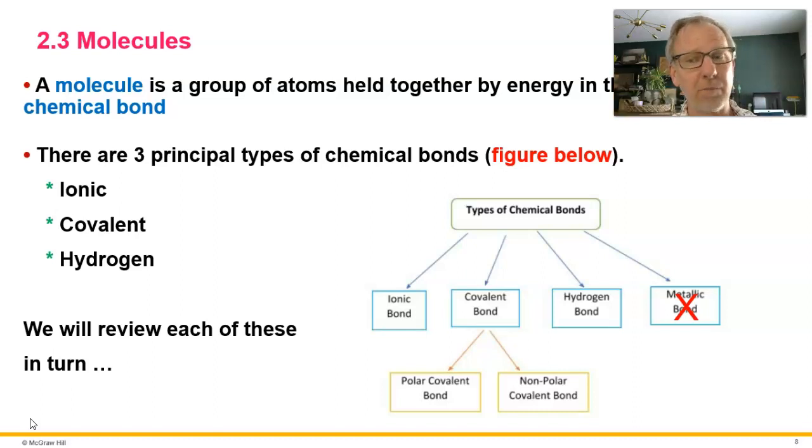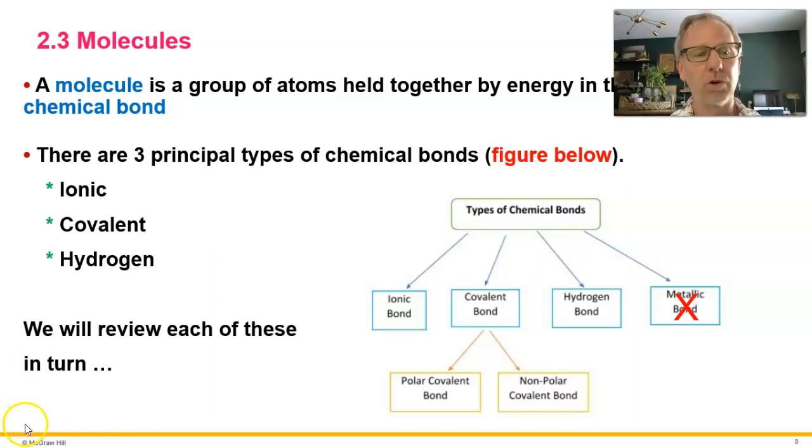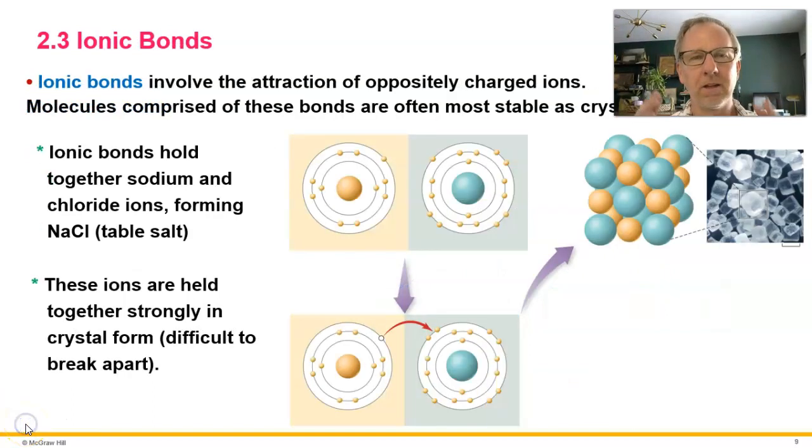Now, in the covalent bond category, I will review this, I will explain this to you. There are polar covalent bonds and nonpolar covalent bonds, and these are all very important, of big relevancy to biology. So let's dive into the world of molecules and chemical bonds. So the first one that we're going to tackle here is the ionic bond. The ionic bond, that's the name of it.